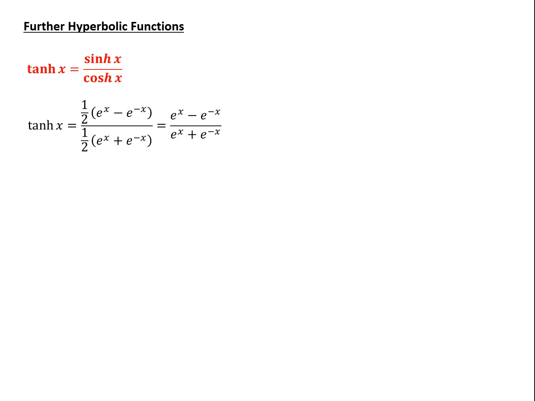Now, we've introduced the first 2 hyperbolic functions. There are in fact 4 more hyperbolic functions that we need to introduce. The first one of which is tanh x, which is sinh x over cosh x, which we could of course write as being a half of e to the x minus e to the minus x over a half e to the x plus e to the minus x. The halves cancel, so tanh x is the same thing as e to the x minus e to the minus x over e to the x plus e to the minus x.